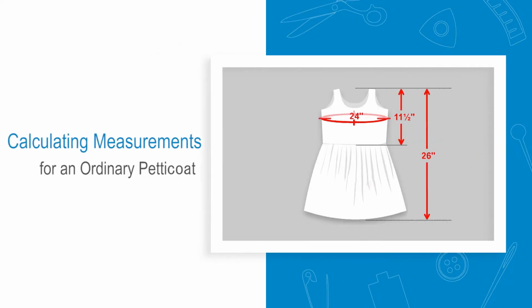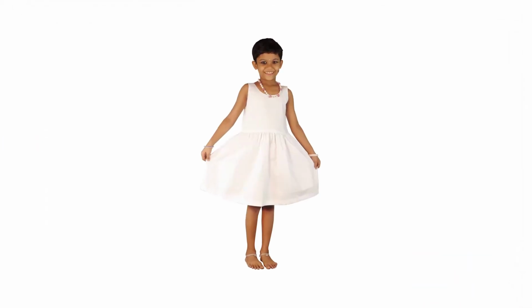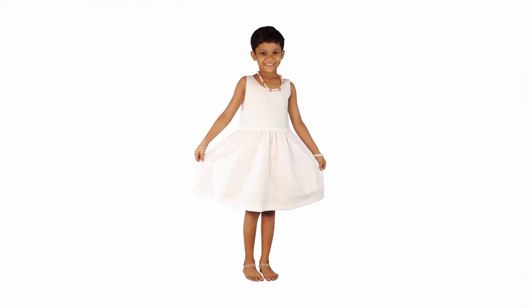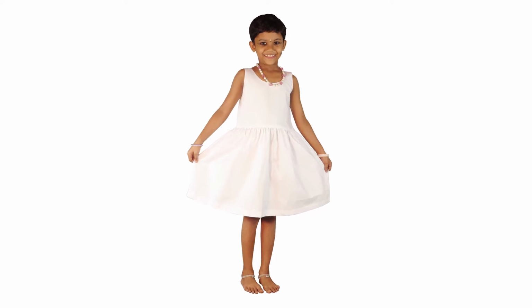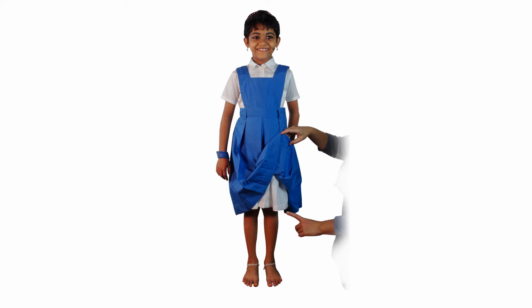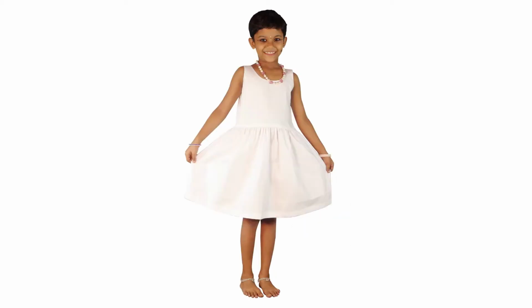Calculating measurements for an ordinary petticoat. An ordinary petticoat is a light, loose undergarment hanging from the shoulders, worn by children under their dresses or school uniforms. The length of an ordinary petticoat will be from shoulder to the knee.